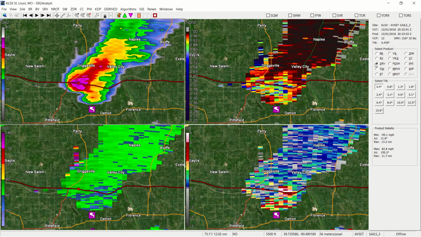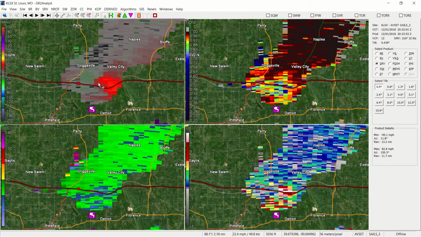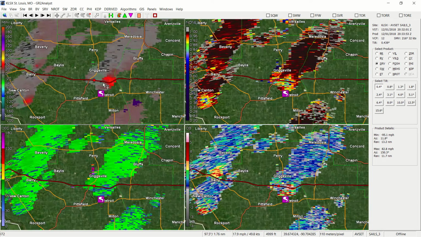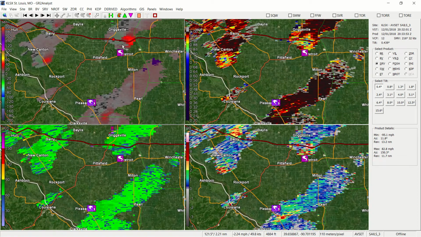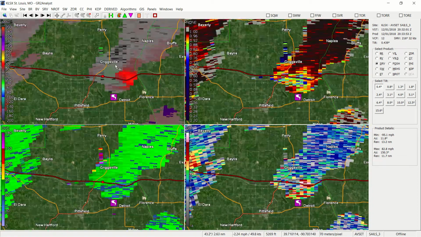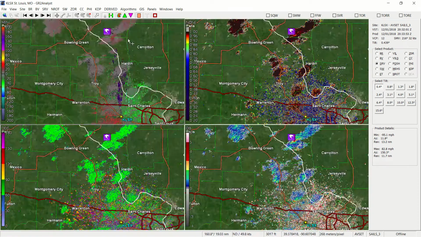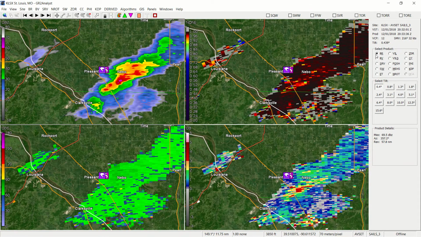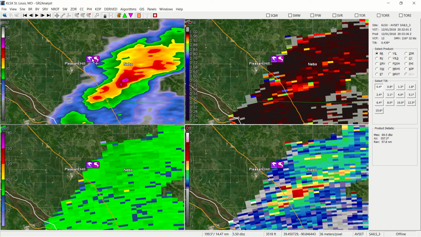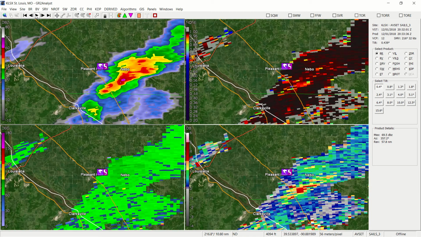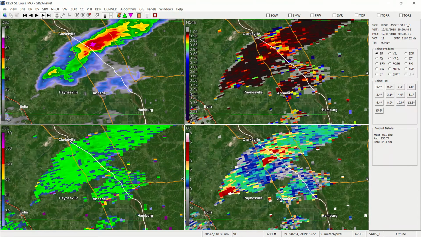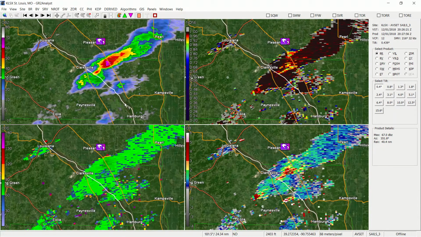So we can check out storm relative velocity. You can see that there is some rotation, not very strong rotation, more mesocyclonic than anything else. But once again, we aren't as close to the radar as we'd like to be. So there is a cell. See if we can turn the base reflectivity back on. I'm not sure if this is the one that caused those reports. No, those were from earlier, so that wasn't the one that caused those reports.